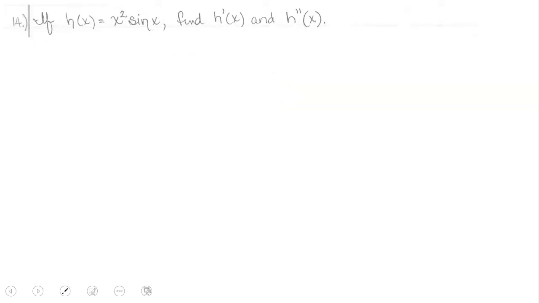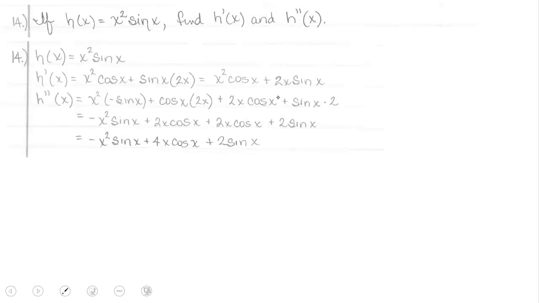All right, 14, we have first and second derivative. So for our first derivative, we're going to need to use our product rule. So we're going to say first times derivative of second, derivative of sine is cosine, plus second times derivative of first, derivative of x squared is 2x. So that gave us x squared cosine x and then 2x sine x. So there's our first derivative.